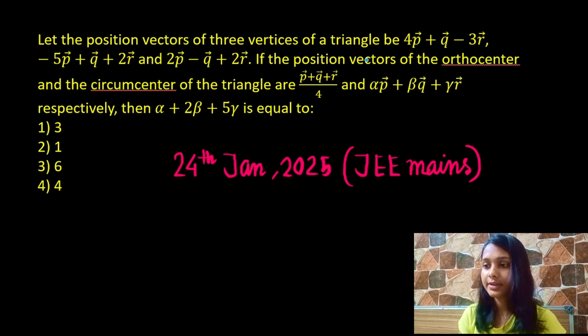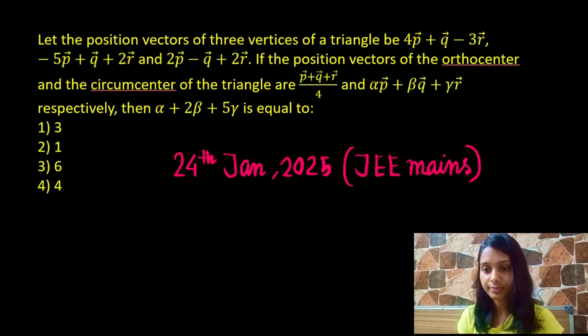So here the vertices are known. So from the vertices we can obviously obtain the centroid, and by using the relationship between centroid, orthocenter and circumcenter, we can find some relation. So let me do that.